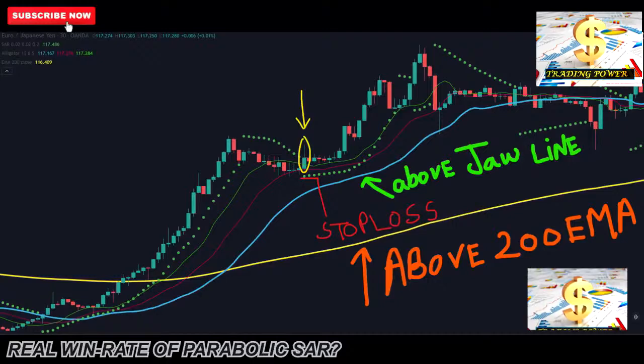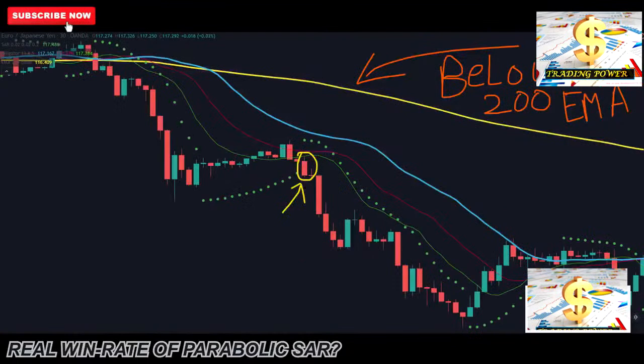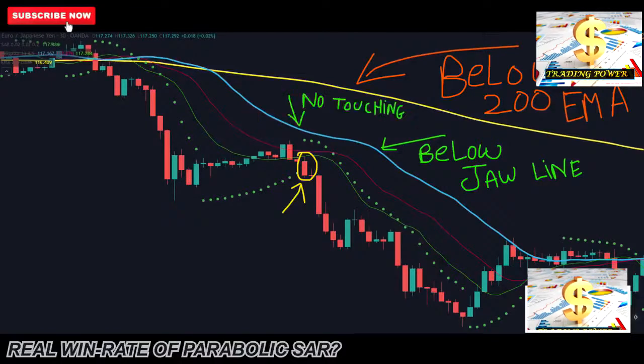So let's look at a short setup. When the parabolic SAR gives a sell entry signal, the entry candle has to be below the 200 period moving average, and it has to be below the jaw line. The teeth line should be above the lips line and below the jaw line. Furthermore, the entry candle should not touch the jaw line. Also, the parabolic SAR dot should be below the 200 period moving average. In this short setup, you can set your stop loss just above the parabolic dot.